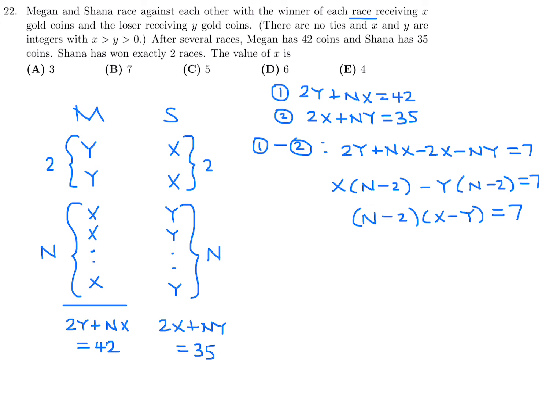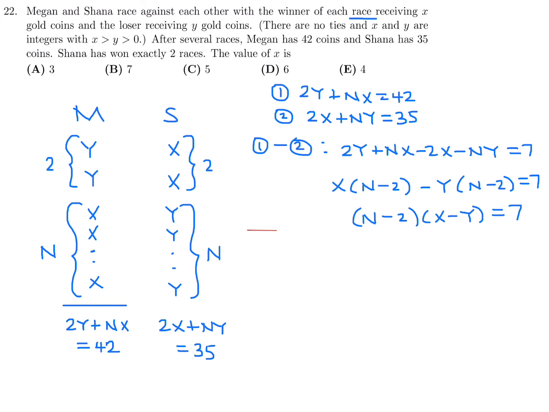Okay, so now we've got this situation. We've got 3 variables in one equation. So obviously I've got to use some inspection here. So either this is 7 and this is 1, or this is 1 and this is 7, because this multiplied by this has to equal 7, and 7 is prime. So those are the only two ways.